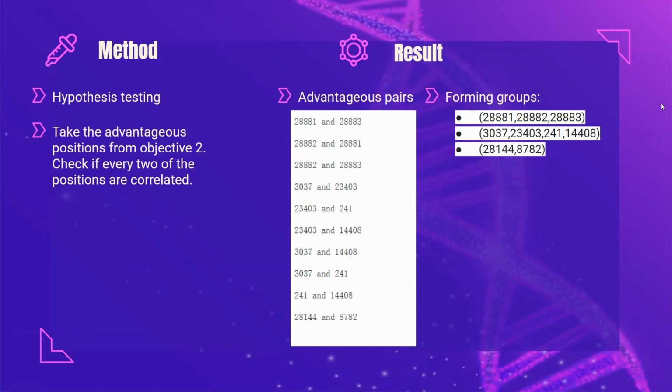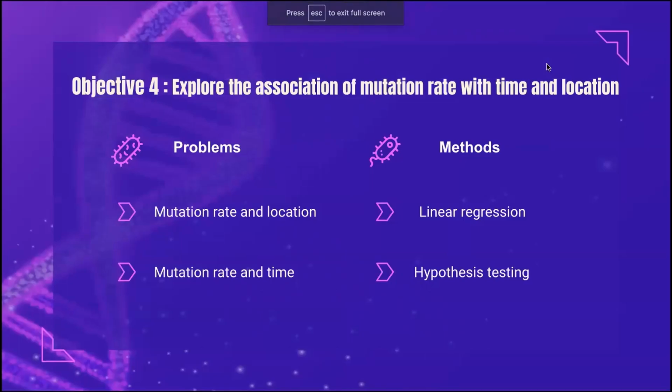So in objectives 4 and 5, we will be focusing on the association between data and searching for more results. Then follows objective 4, which is to explore the association of mutation rate with time and location. In this objective, we want to figure out two problems. One is how the mutation rate is related to the location. The other is the association between the mutation rate and time. The major research methods that we adopted are linear regression and hypothesis testing.